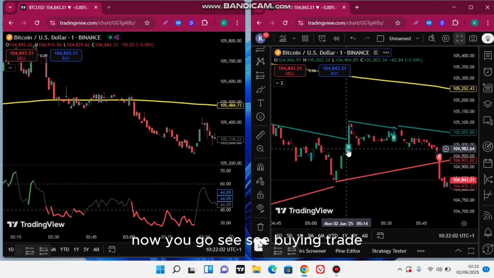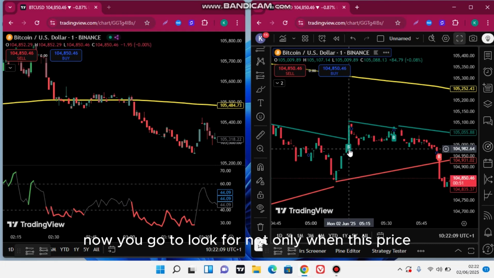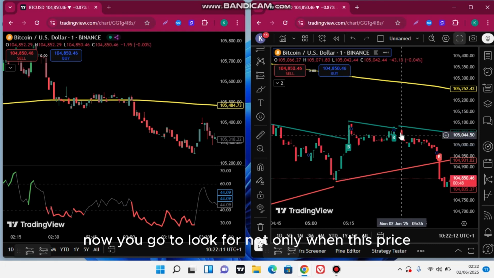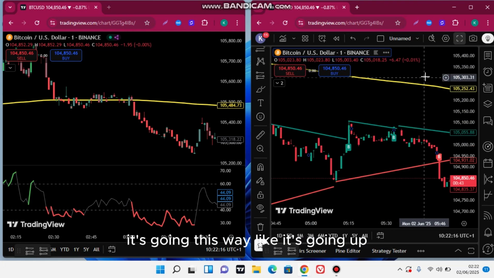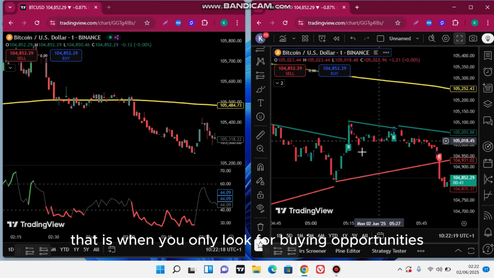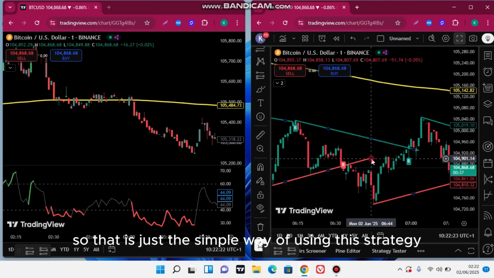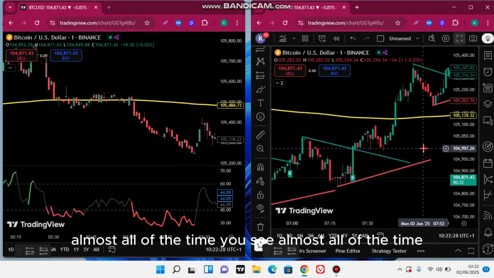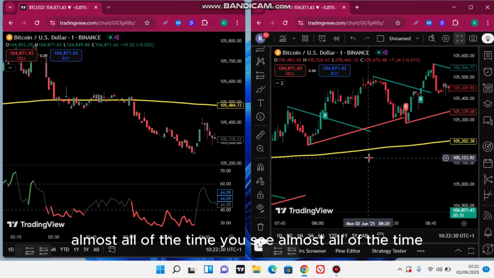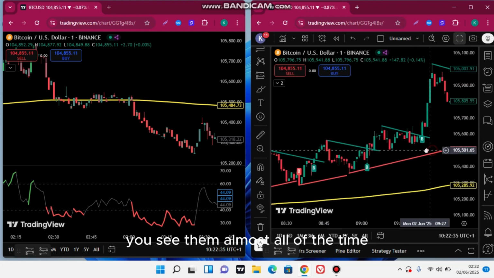Now you go see buying trade dey here. This buying trade you go ignore am, because price dey below 200 SMA. Now only selling trades now you go dey look for. Now only when this price dey trade above 200 SMA and then the slope is going this way, like it's going up, that is when you only look for buying opportunities. So that is just the simple way of using this strategy. You can see that this strategy worked almost all of the time. You see, almost all of the time. This is another opportunity. You see them almost all of the time.